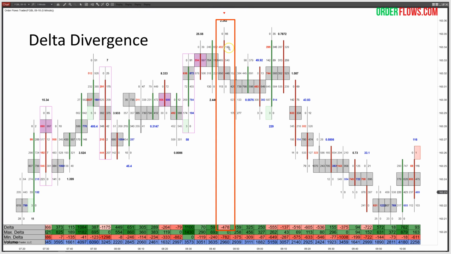This is a delta divergence sell. So you got your new equal high here with your red candle and the negative delta. And you can see how the market sells off.